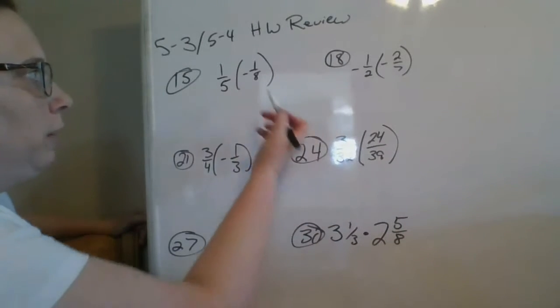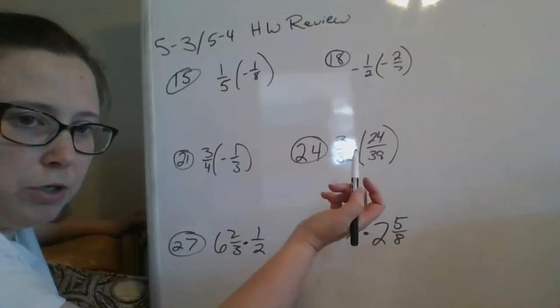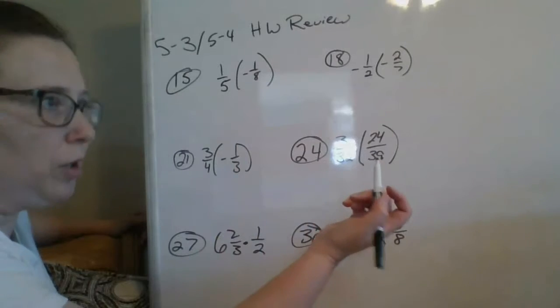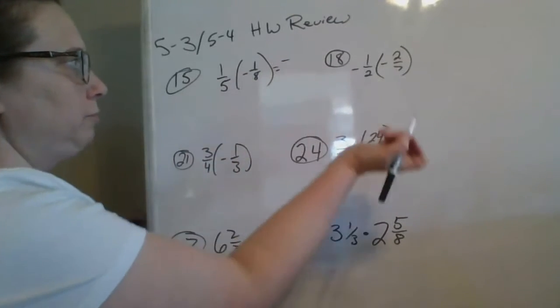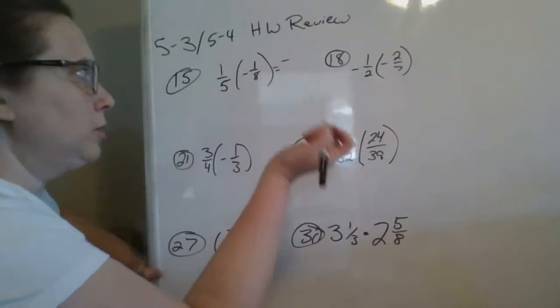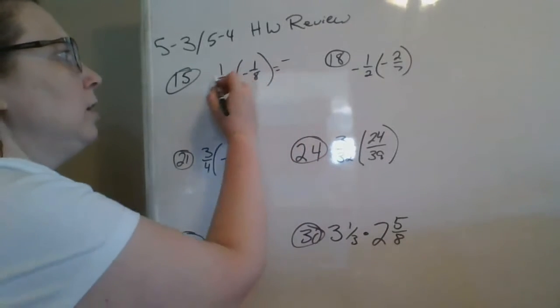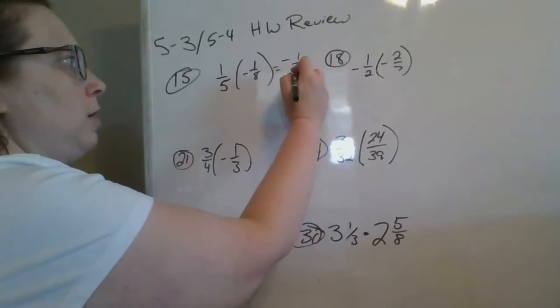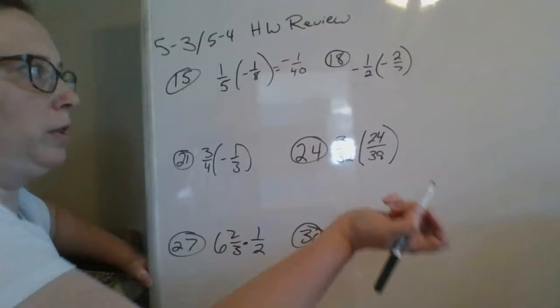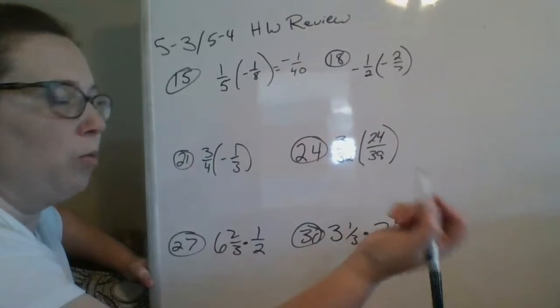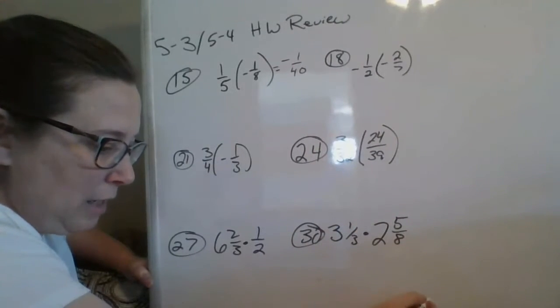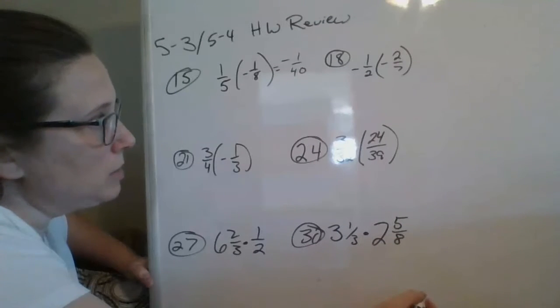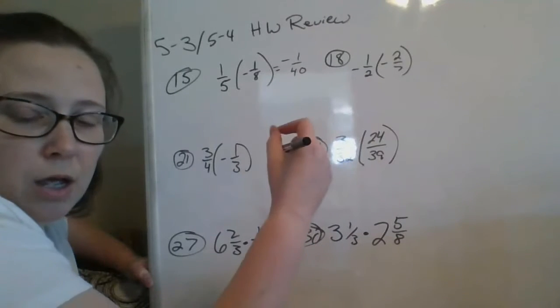When we multiply, if we see a negative, the first thing I want you to do is figure out what sign your answer should have. Here we have a positive times a negative, which would be negative. And then I look to cross reduce. I can't there. So I'm going to multiply across the top, multiply across the bottom, and there's my answer, negative 1/40.